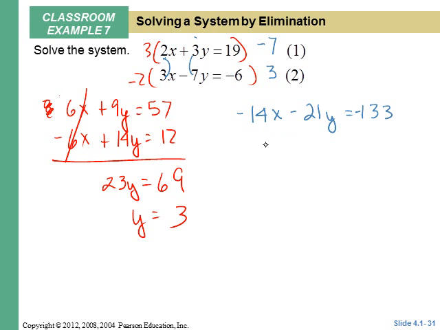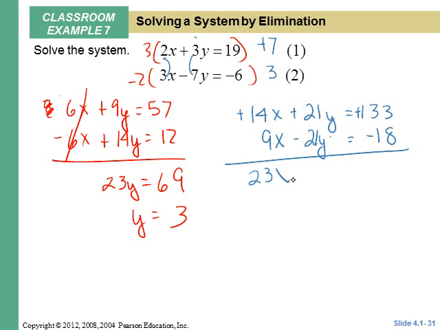Bottom equation by positive 3, I get 9x minus, oh, these should all be pluses, sorry, plus 21y equals negative 18. So I get 23x equals 18 away from 133 is 125. 23 goes into 125 not evenly. Must have done something wrong.